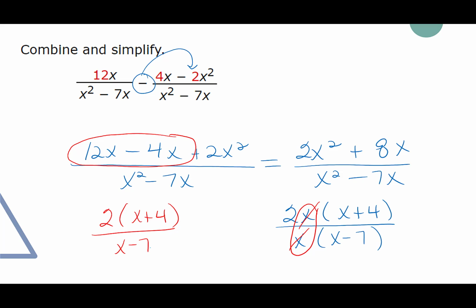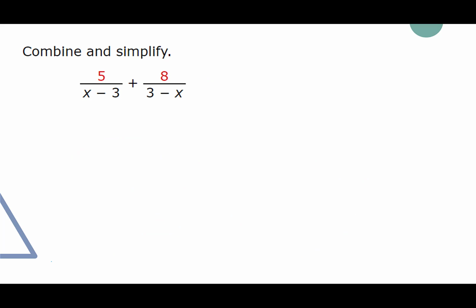Now you can leave the numerator as is, 2 times parentheses x plus 4, or you can multiply through by that 2 again to have 2x plus 8 over x minus 7, but WebAssign should take either one of those answers. Okay, so take a look at this one.